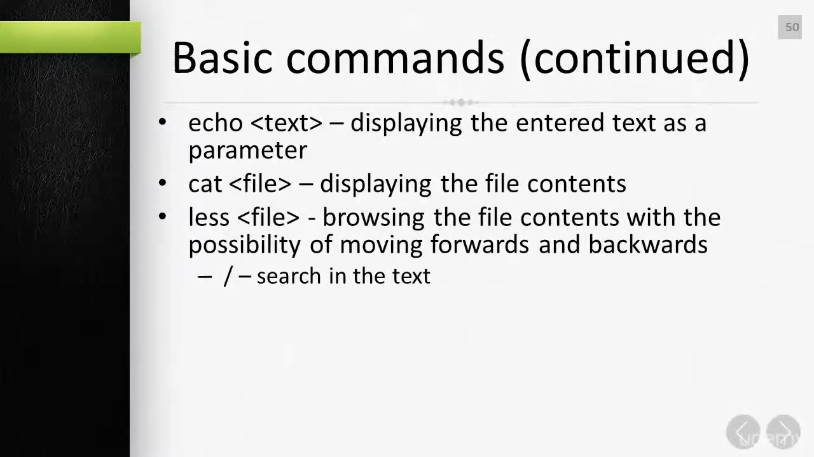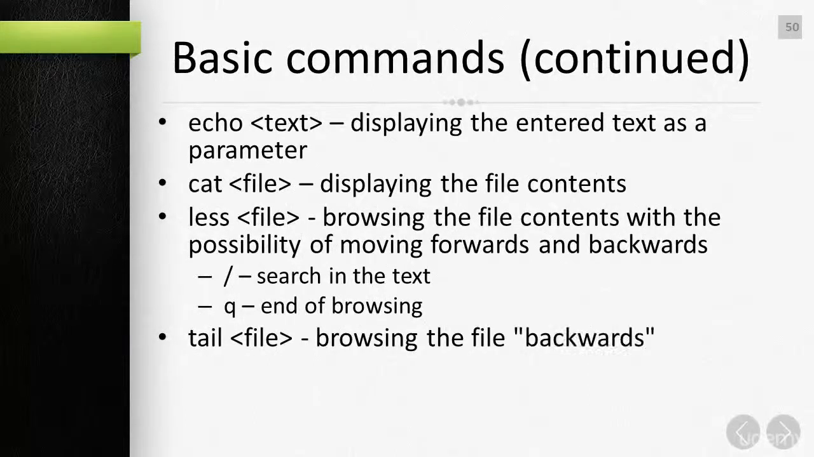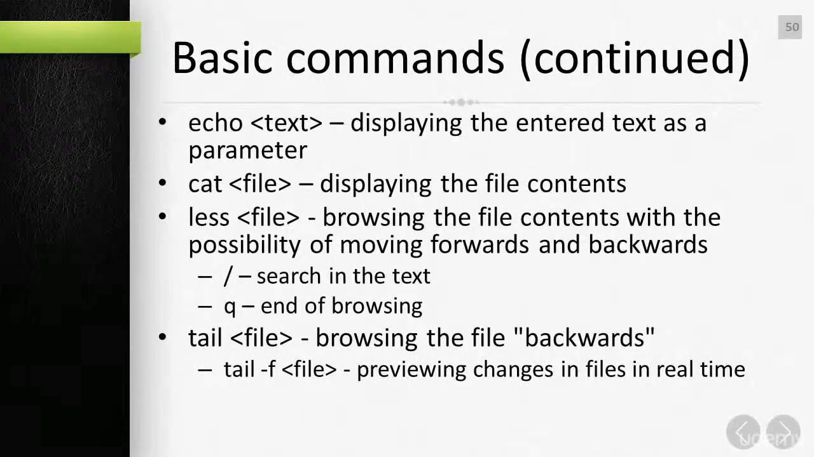Less with a slash can be used to search in the file content. Type Q to quit. The tail command is essentially less in reverse. Less displays the file contents line by line, beginning with the first one, and tail displays the content starting with the last line. If you use the -F flag, then you can view the file in real time and monitor all changes. Let's now see how these commands work.